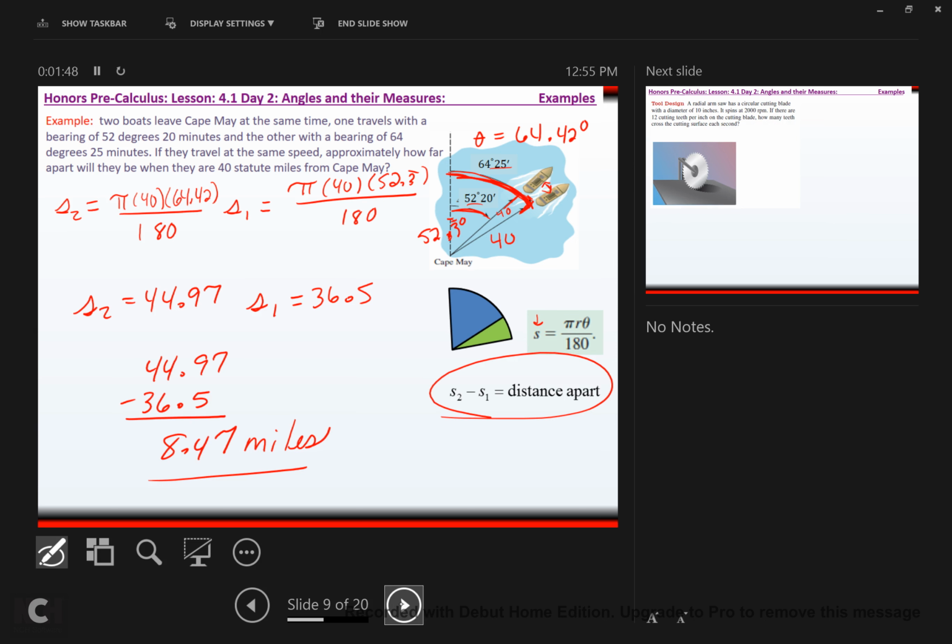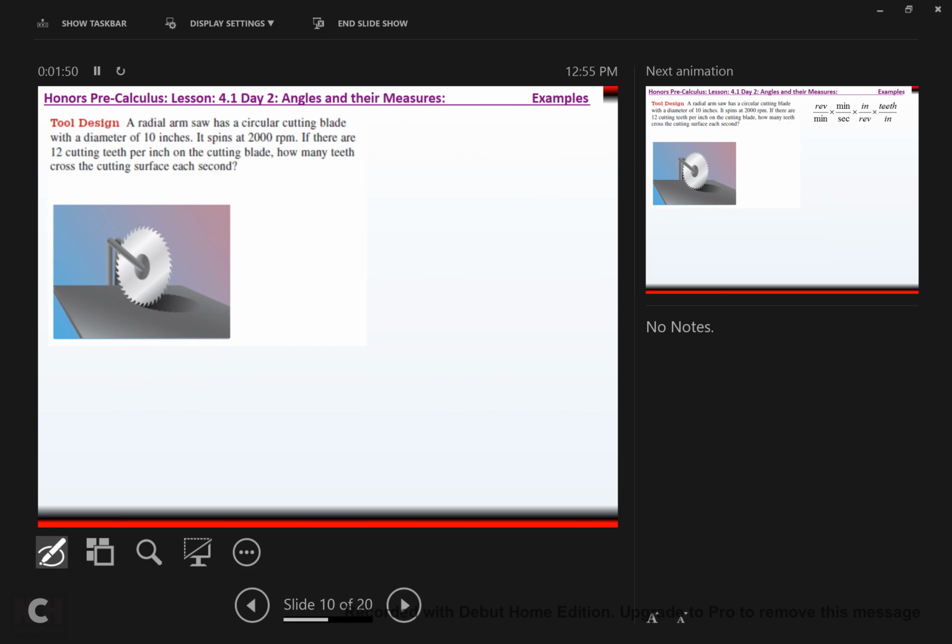Alright, so the next one says, a radial arm saw has a circular cutting blade with a diameter of 10 inches. It spins at 2,000 revolutions per minute. If there are 12 cutting teeth per inch on the cutting blade, how many teeth cross the cutting surface each second?